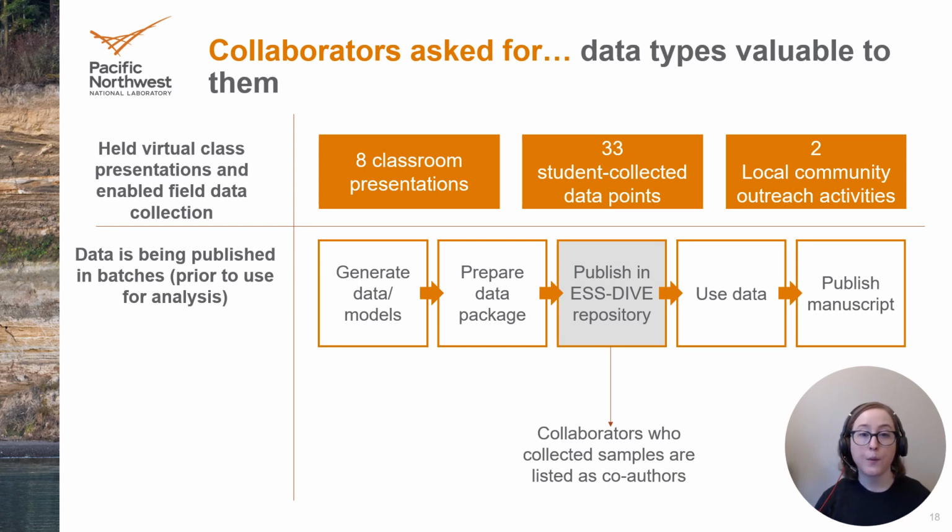We also heard from collaborators about the data types that were of most interest to them. To facilitate rapid data use, we published data in batches as soon as they were quality checked, rather than waiting until the end of the study. The data follow specific community reporting formats associated with the data repository in alignment with FAIR principles to facilitate reuse. And it's important to us that these collaborators have the same access to the data that we have, so we don't use the data for our own analyses before publishing it. The collaborators who collected samples also have the option to be listed as co-authors on the data package.